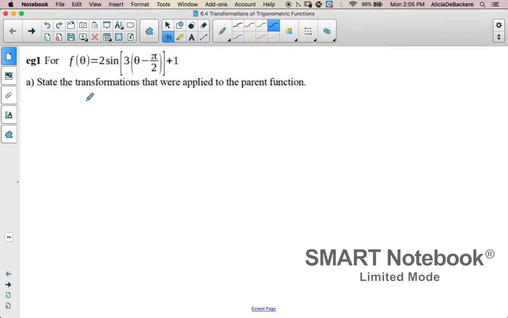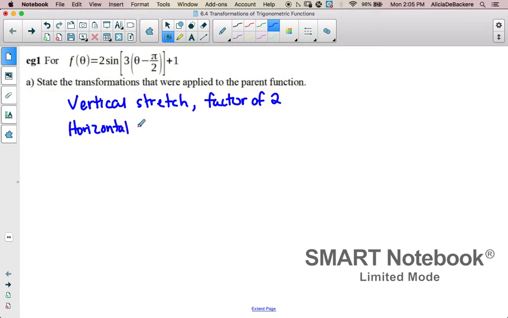So the first multiplier, 2, is my a value. It tells me that there's a vertical stretch, and it's a factor of 2. The second multiplier, 3, is a horizontal change. And remember, it looks like multiplying by 3 in the equation, so it's actually dividing by 3. So it's actually a horizontal compression, and the factor is 1/3. So we're doing the reciprocal of that k value 3.